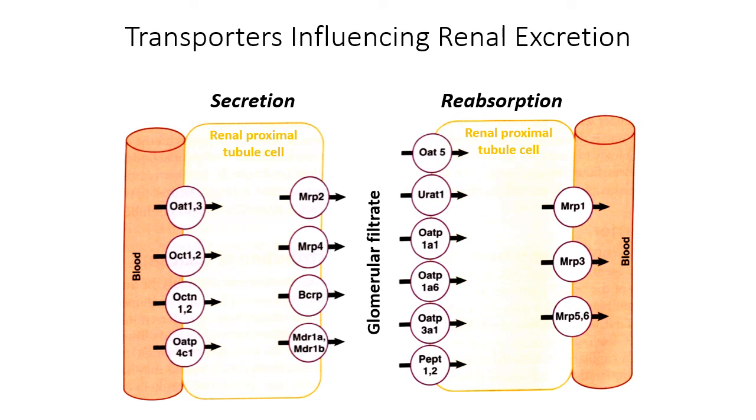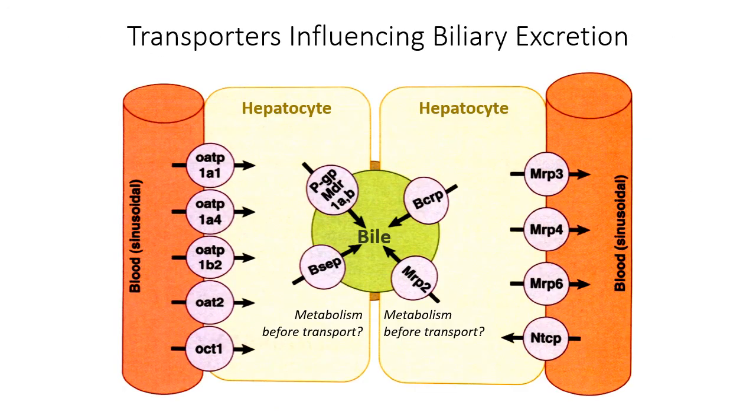Obviously, in real life, they're not separated on different cells. All these transporters would be together on a cell, right? And in this diagram, they're just dividing them to make it a little bit easier to see what's going on. And then in the liver, we have the same idea.